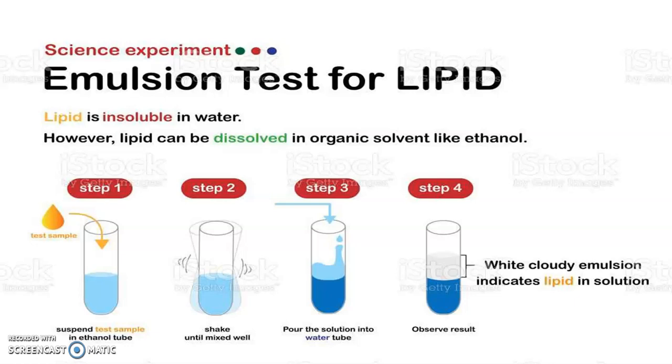Now there are some steps you have to follow in order to perform this test. First of all, as you know, lipid is insoluble in water. However, lipid can be dissolved in an organic solvent like ethanol. So you first put the sample into the ethanol, mix them together, and then pour the solution into the test tube containing water. If a white cloudy emulsion appears, it indicates that lipids are present in the solution.